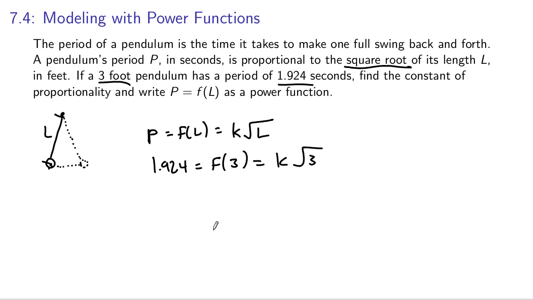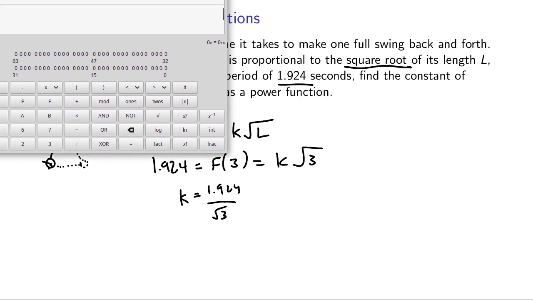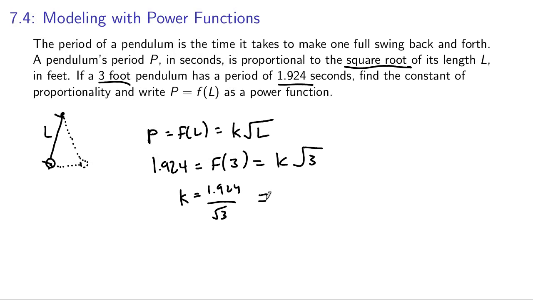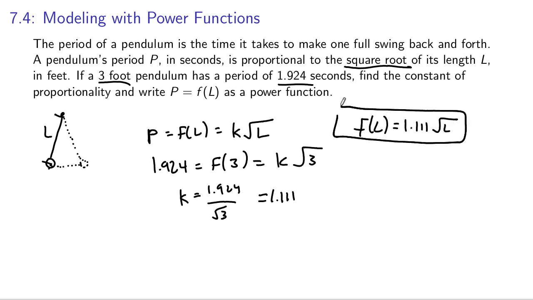So doing the math, we have k should be 1.924 over the square root of 3. We get a calculator. 1.924 divided by the square root of 3 is about 1.111. So our function f of L will be 1.111 square root of L. And the output of that function is the period P.